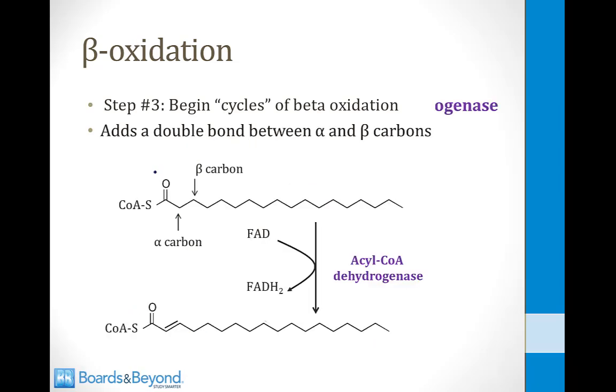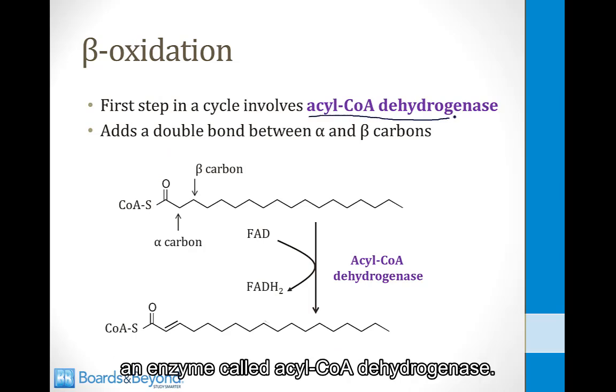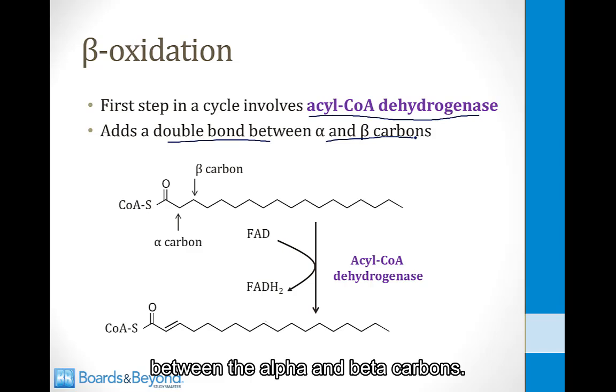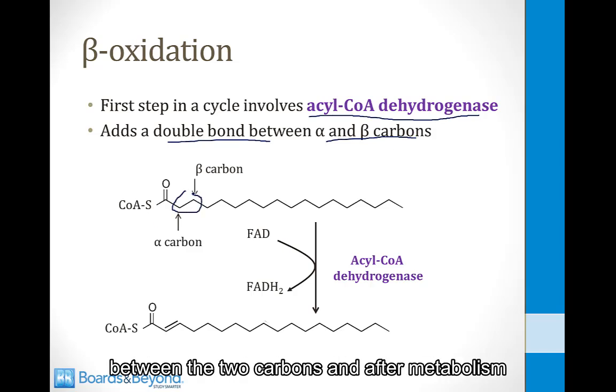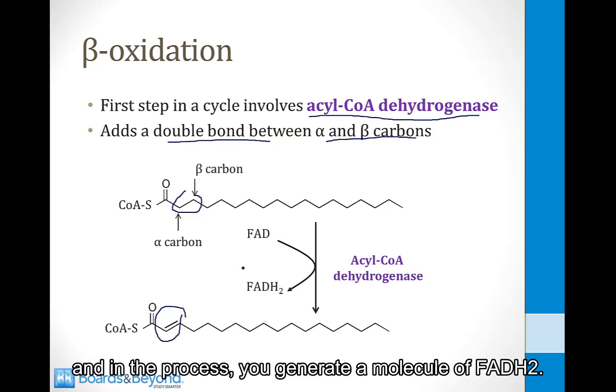The first step in a cycle of beta oxidation involves an enzyme called acyl-CoA dehydrogenase. This enzyme adds a double bond between the alpha and beta carbons. I've shown that here with a single bond between the 2 carbons, and after metabolism by acyl-CoA dehydrogenase, you now have a double bond, and in the process you generate a molecule of FADH2.